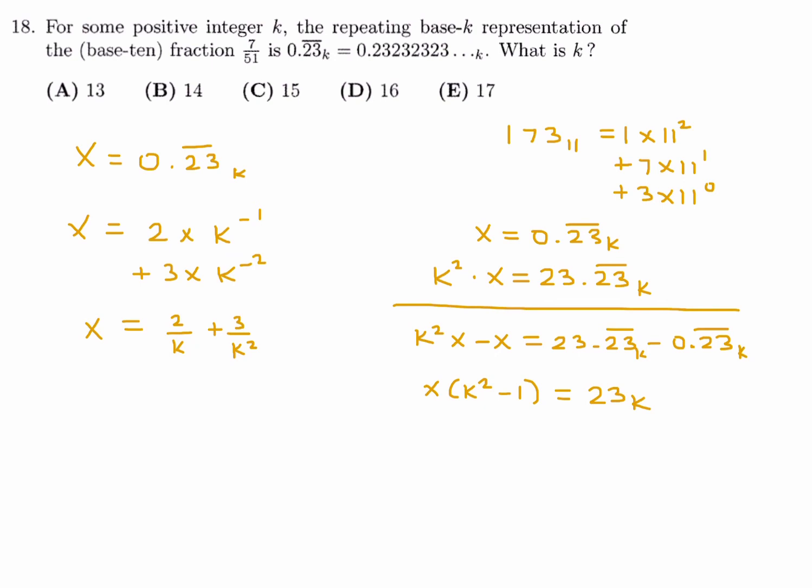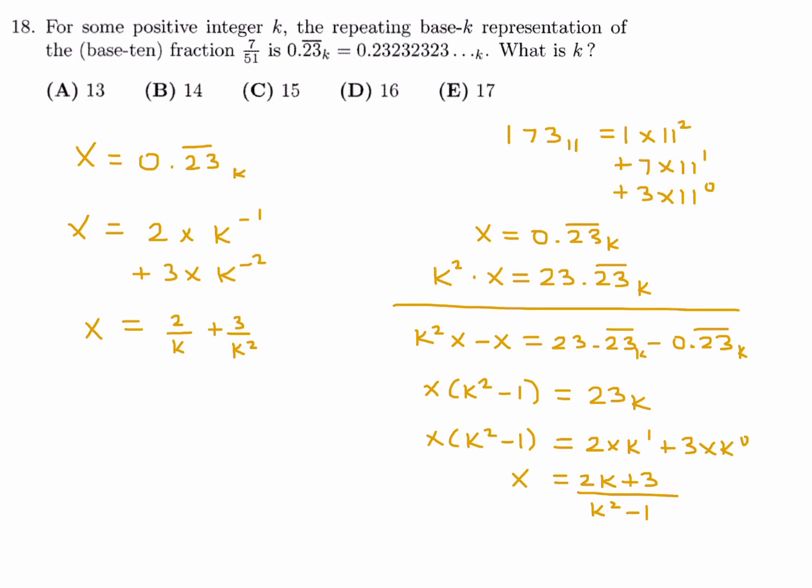Well, 23 to the base k is 2 times k to the power of 1 plus 3 times k to the power of 0. And this just becomes 2k plus 3. And then I'll bring that k squared minus 1 over, and that's x.